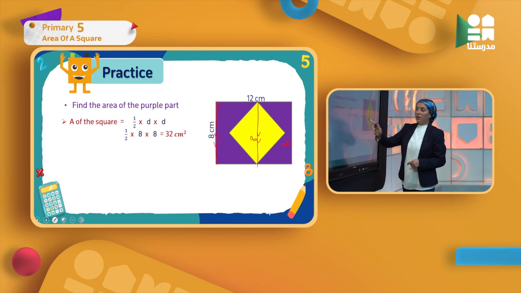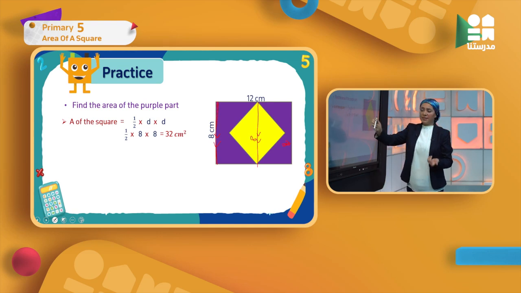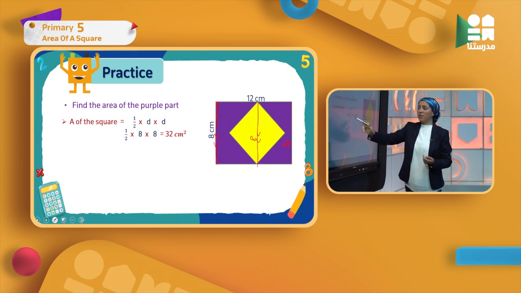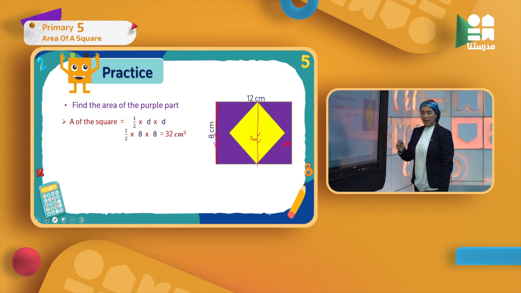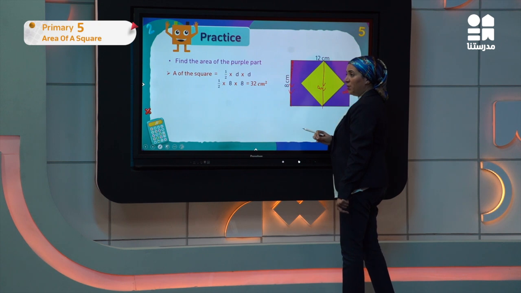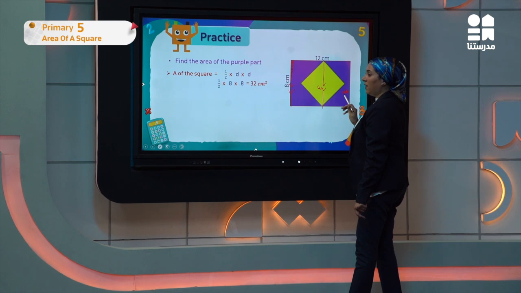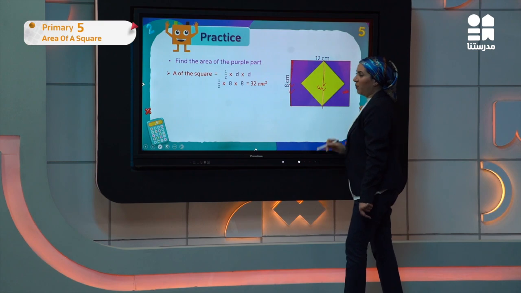Okay. Then again, simplify. 2 divided by 2 is 1. 8 divided by 2 is 4. 4 times 8 is 32 centimeters squared, as we learned in the other example. Okay, that's it, I have got the area of the yellow part, the area of the square. Now I want to get the area of the purple part. How do I do this? By getting the area of the rectangle and then taking away the area of the square from it, or the yellow part from it, to get the purple part.